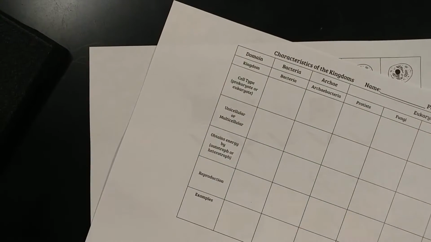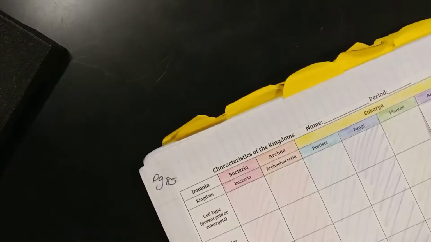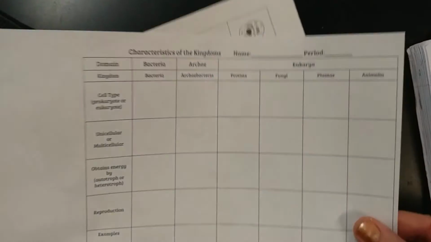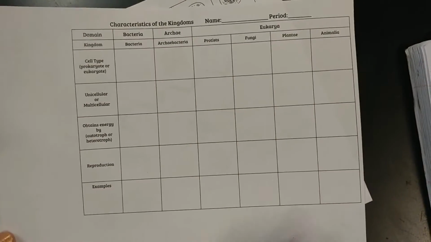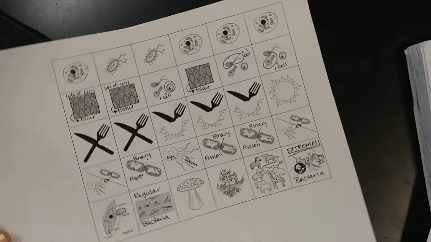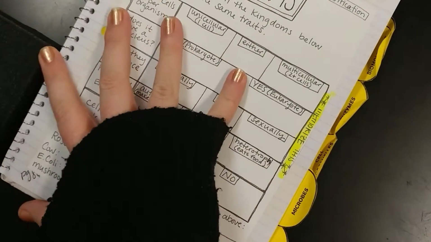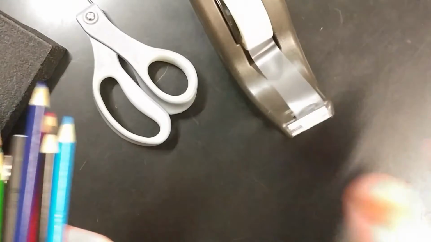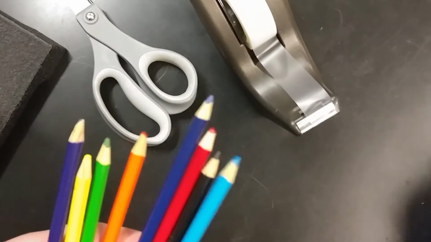Hello everyone, this is the video to help you get started on the Foldable. You're going to need this sheet. Yours might look a little bit different than this, and then this sheet as well. You're also going to need the notes that you have filled in from the PowerPoint, because you're not going to be able to know what to put where without those notes. You're also going to need scissors, tape, and colored pencils.